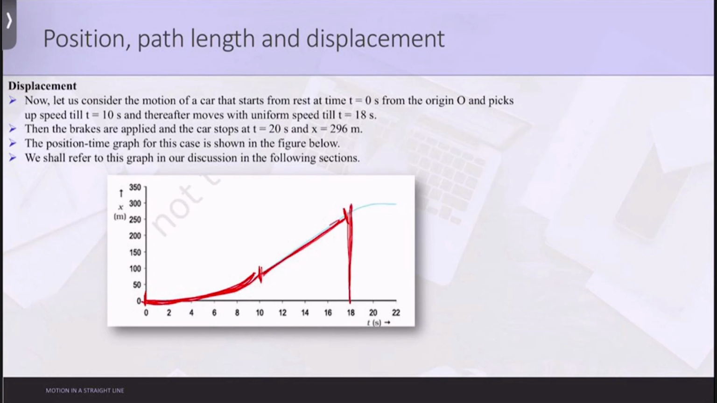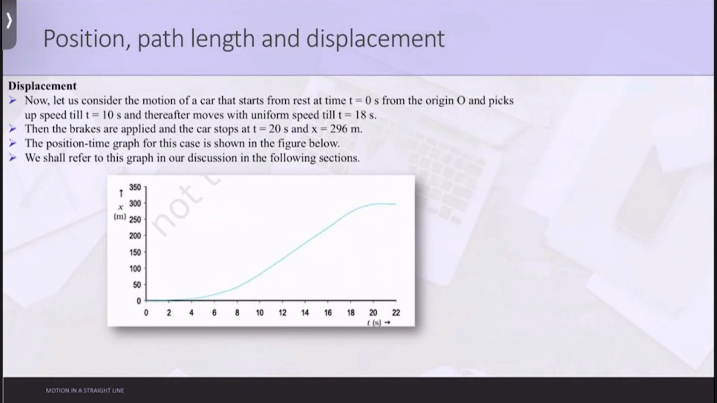What happens after t equal to 18? The brakes are applied and the car stops at t equal to 20 and x equal to 296. So basically when t was 20, x was approximately 296, and the car has stopped. If the car has stopped, after this the position time graph will be parallel to the time axis.